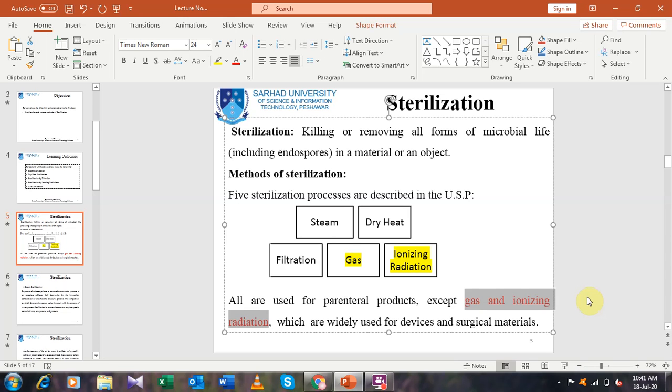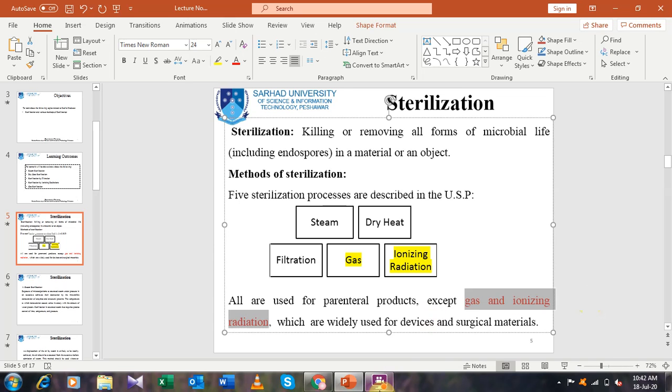Otherwise, different contamination or different infections are caused in the patient after the surgery or during the surgery due to the devices or surgical materials that are not properly sterilized.